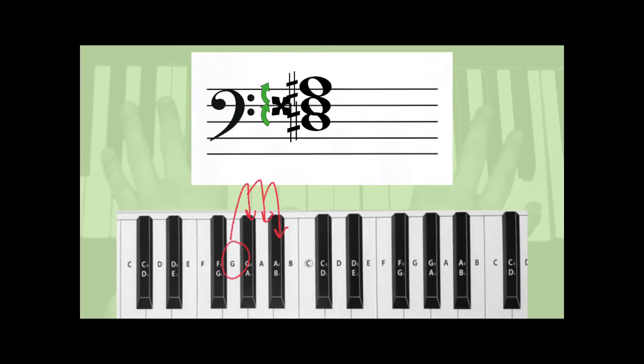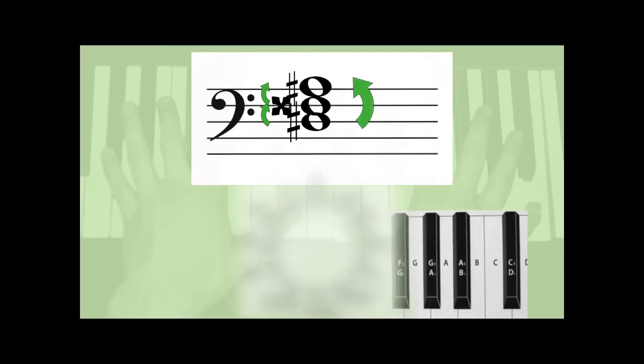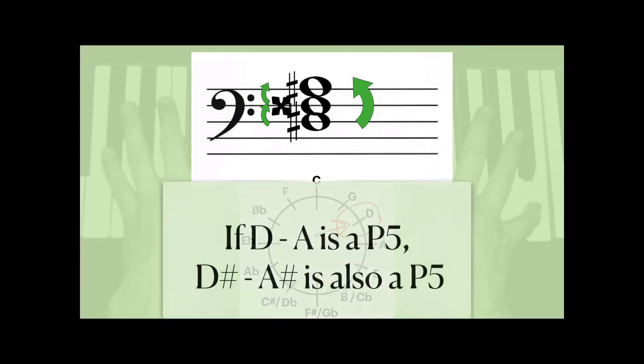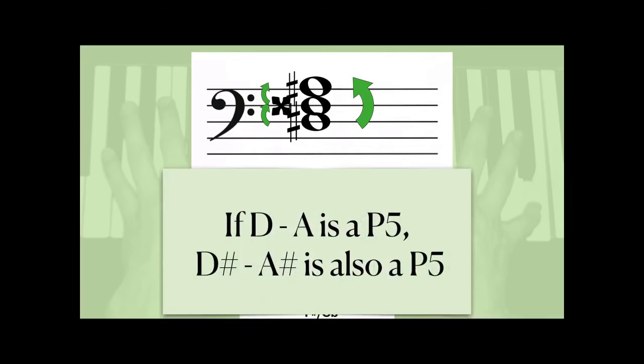We can check the interval of the root to the fifth to see if we've successfully constructed a perfect fifth. But here's where it gets a little bit tricky. When we have a D sharp as the root, but we don't have a D sharp on our circle of fifths, we start with what we do have. Sounding familiar? We have a key of D, and 1 clockwise degree away from D is A. This tells us that if a D to an A is a perfect fifth, a D sharp to an A sharp is also a perfect fifth.